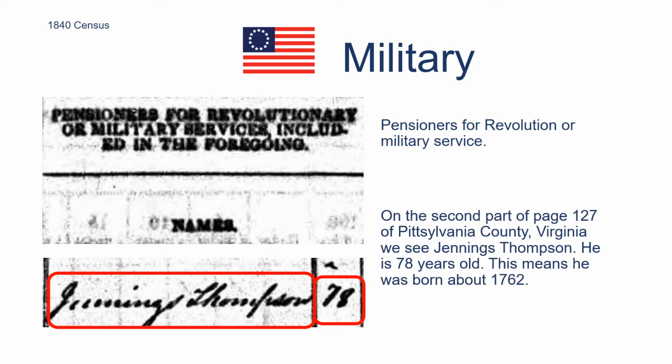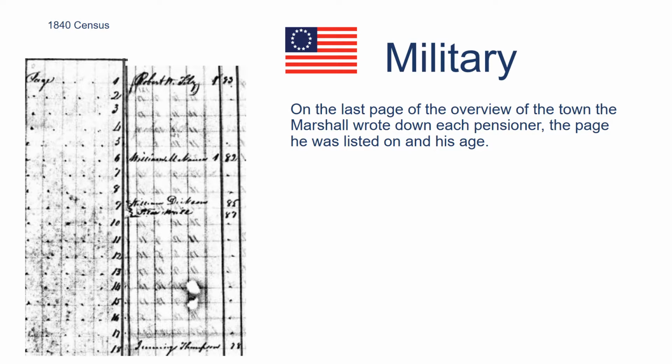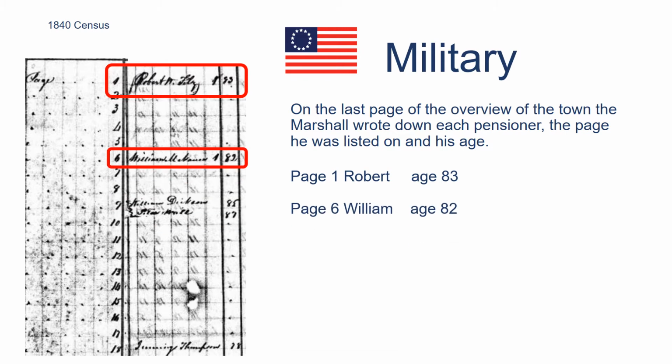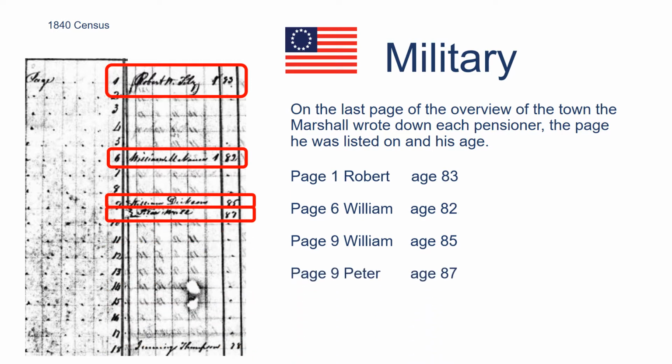On the second part of page 127 of Pennsylvania County, Virginia, we see Jennings Thompson. He is 78 years old. This means he was born about 1762. Military. On the last page of the overview of the town, the marshal wrote down each pensioner, the page he was listed on, and his age. Page 1, Robert, age 83. Page 6, William, age 82. Page 9, William, age 85. Page 9, Peter, age 87. Page 18, Jennings, age 78.